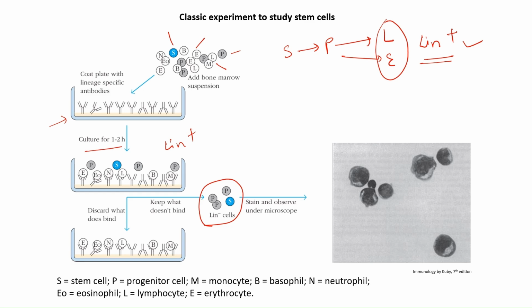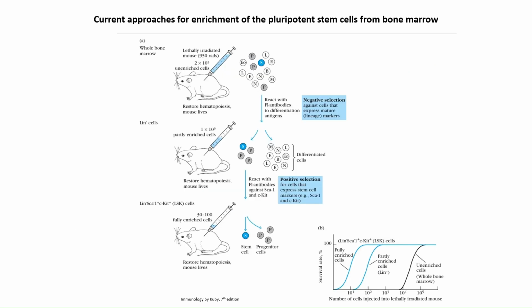So these cells are then separated, stained and observed under microscope. So this is the process how the stem cell used to be studied. Now, what is the current approach for enrichment of pluripotent stem cell from bone marrow? In this experiment, this mouse is lethally irradiated, and when all the cells were added in the body, it was found that the mouse restored hematopoiesis capacity and survived.